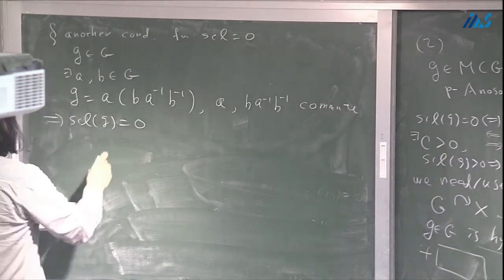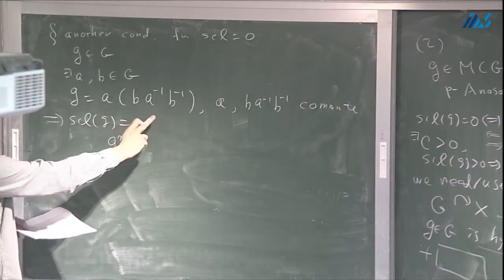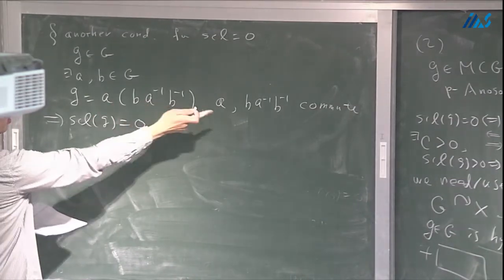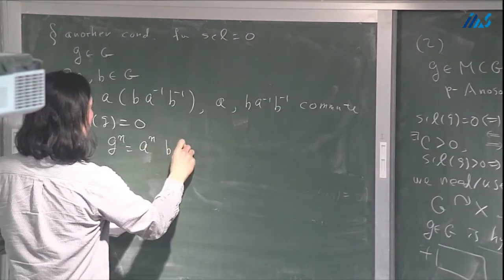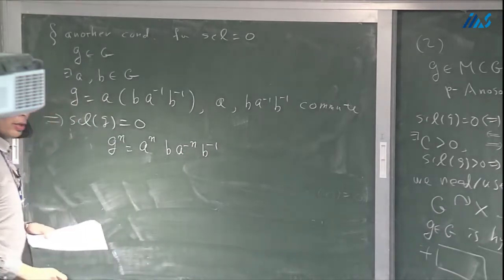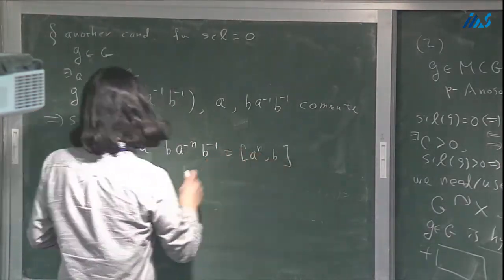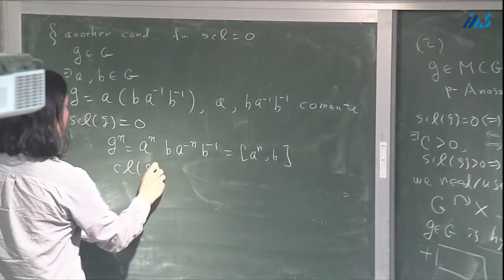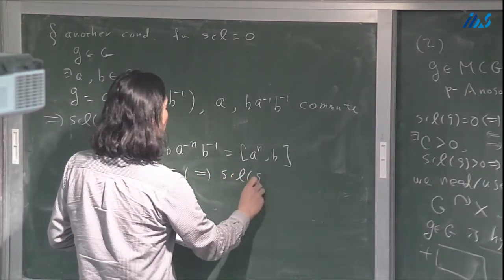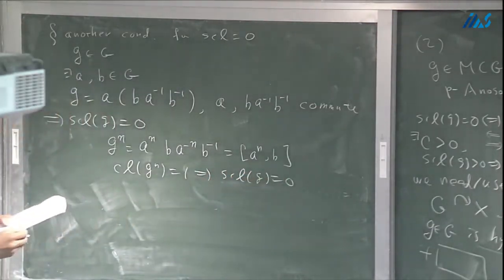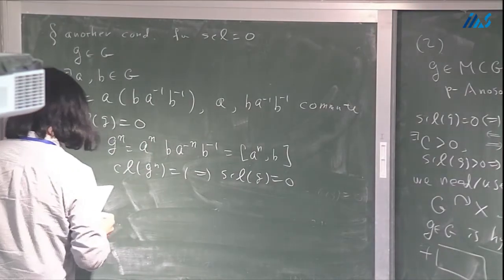It's trivial. G to the n, so they commute. By the way, it's a commutator, but additionally they commute. I assumed it. So G to the n is A to the n times B, A to the minus n, like this. So this is one commutator. So the commutator length of G to the n is 1 for any n. Therefore, stable commutator length vanishes. Okay? So this looks like a naive condition which guarantees SCL vanishes.